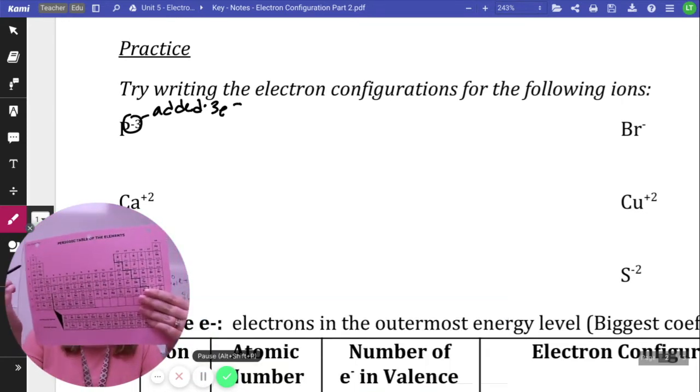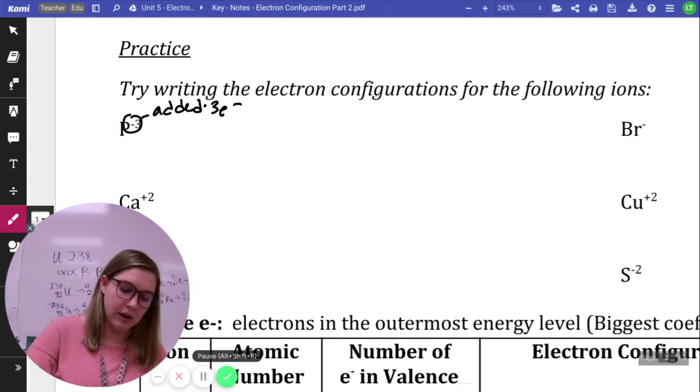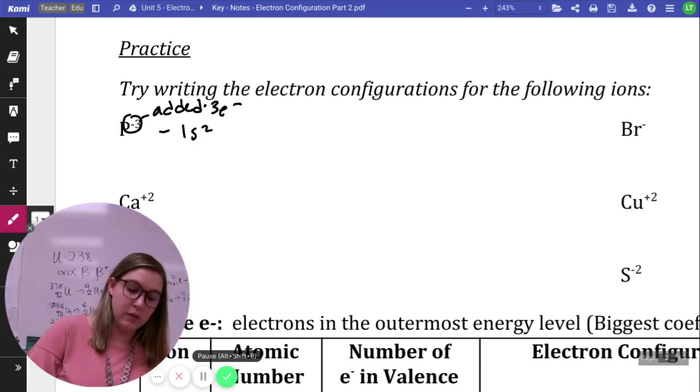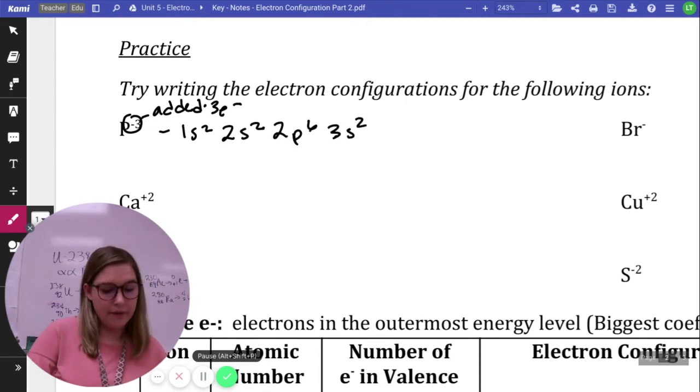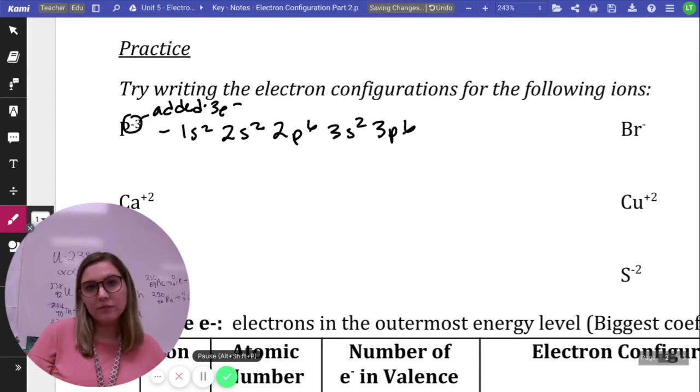Okay, so if I'm writing the configuration for argon, start at the beginning. It's going to be 1s2, 2s2, 2p6, 3s2, and then 3p6 for argon. Okay?